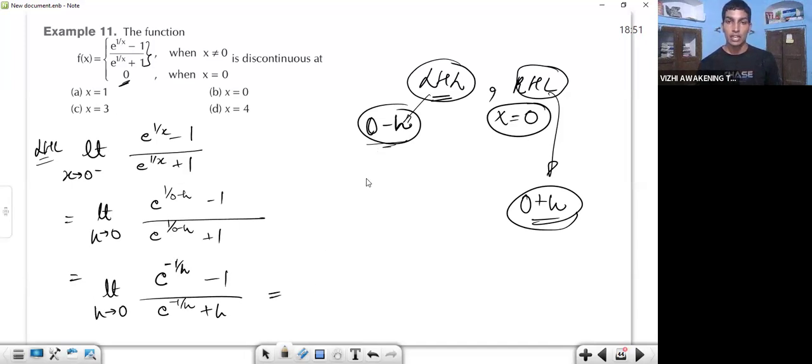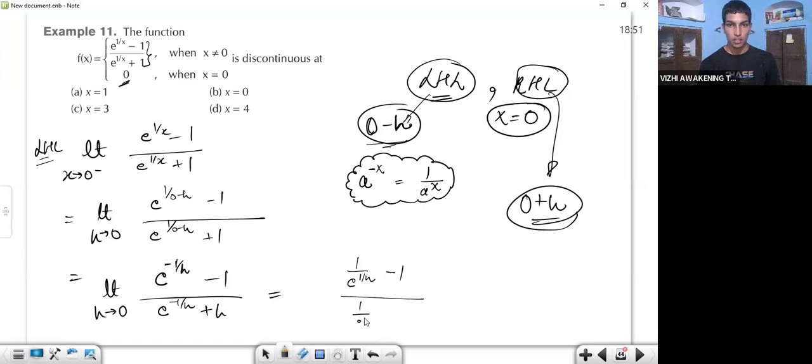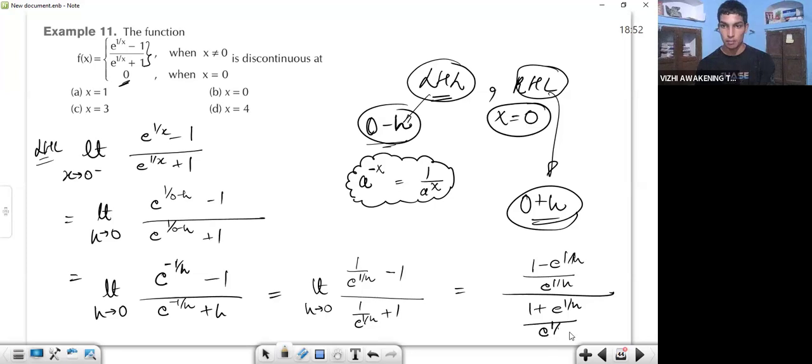As we know, any exponential having a negative power, we can write it as 1 by a raised to power x. Are you aware of this, everyone? So we can simply write it as 1 by e raised to power 1 by h, minus 1, and the same goes for the denominator. Let's take the LCM, which will be e raised to power 1 by h, 1 minus e raised to power 1 by h, over 1 plus e raised to power 1 by h, limit h tends to 0.